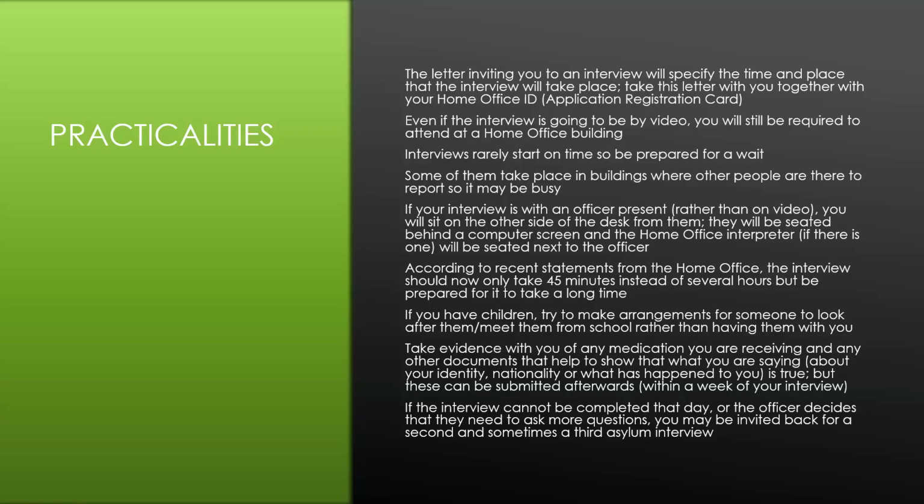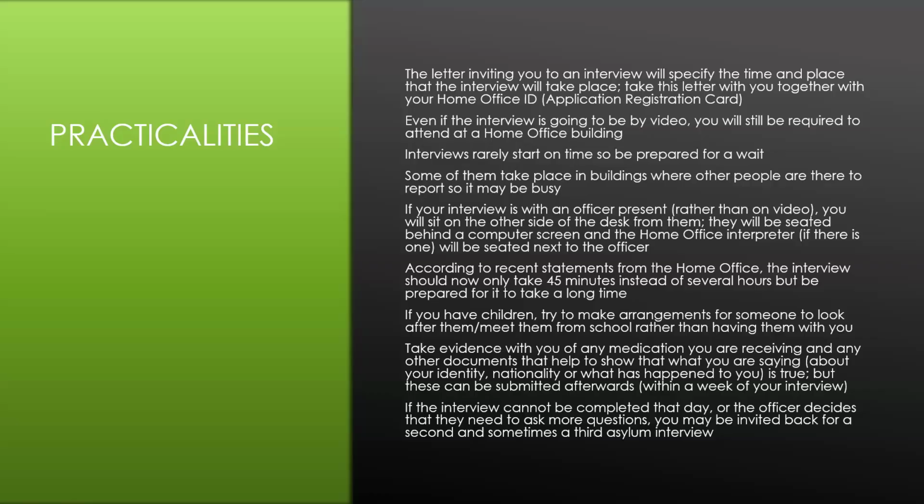If your interview is with an officer physically present with you in the room rather than on video, you will sit in a room with that person. They'll be on the other side of the desk. They'll be seated behind a computer screen. You'll be able to see them, but nevertheless, you can't necessarily see them fully. You can't see what, for example, they're typing. And if there is a Home Office interpreter, they'll be seated next to the officer opposite you.